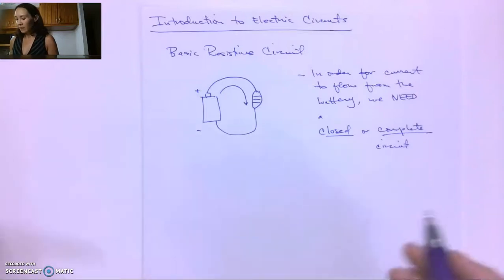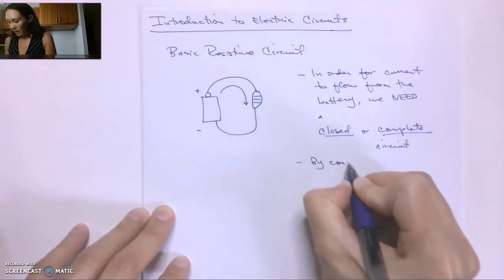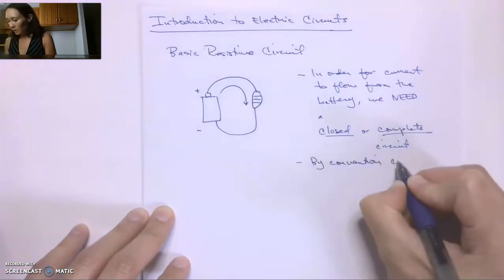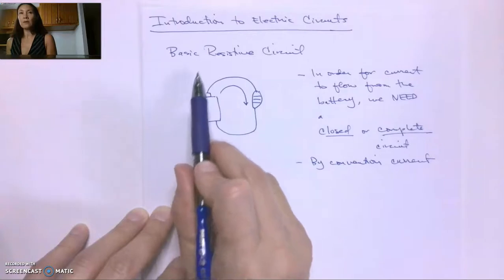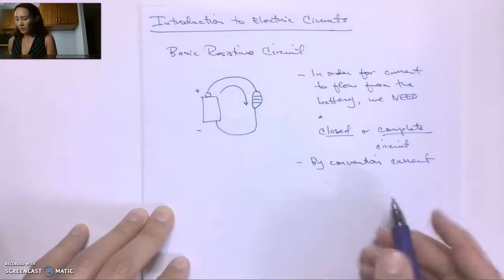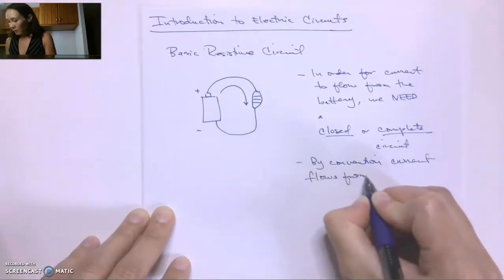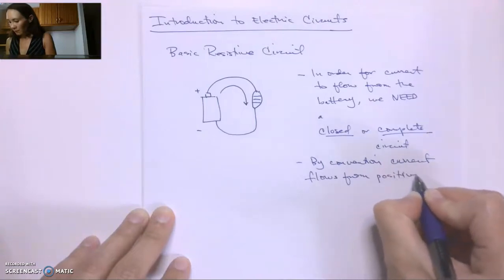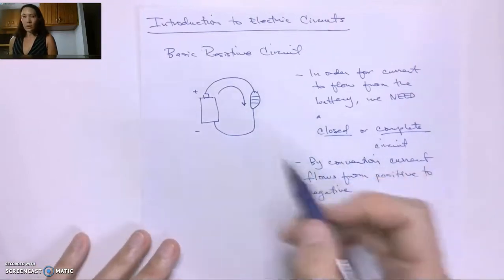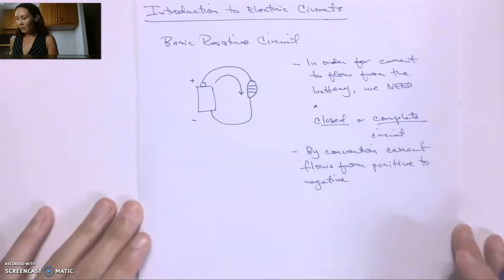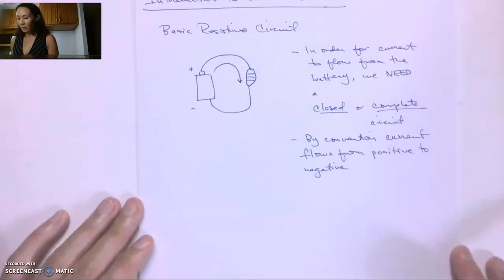one loop like this. The other thing, and this is kind of a convention, by convention, current is going to originate at the positive terminal of this voltage source and flow towards the negative terminal. So by convention, I'll say current flows from positive to negative. Okay, so we need a closed or complete circuit in order for current to flow anywhere, and current is generally going to flow from the positive terminal of a voltage source to the negative terminal.